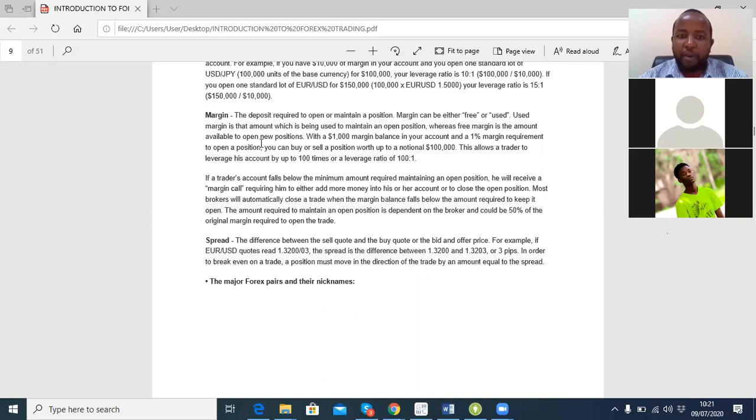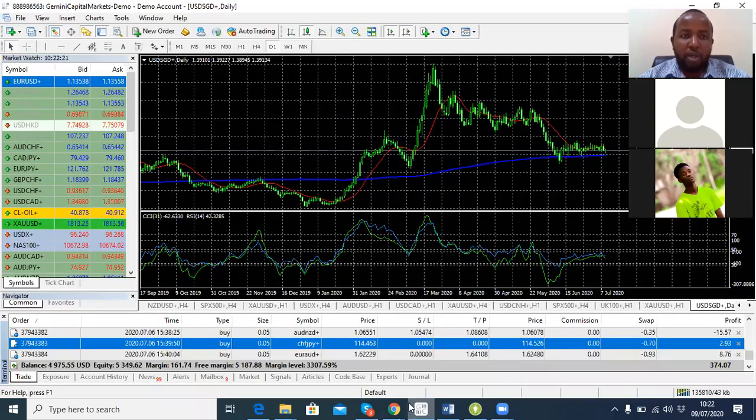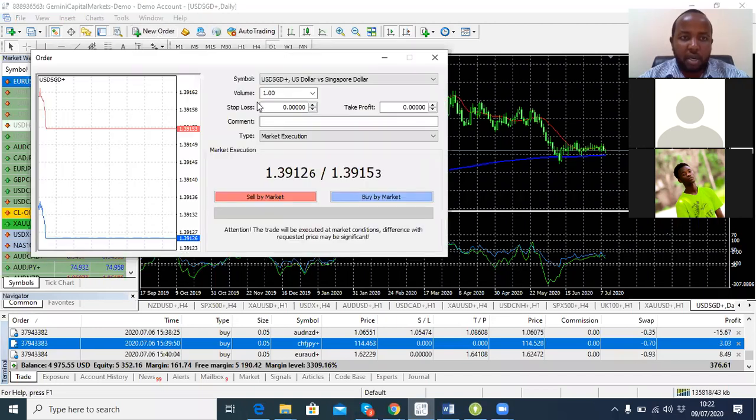For example, if you have 1,000 margin balance in the account and 1% margin requirement to open a position, you can buy or sell a position with up to a notional of $100,000. This allows a trader to leverage his account up to 100 times. So one lot, let me show you. This volume here is one lot. It is usually equivalent to 100,000 units or 100,000 contracts. So this is basically one lot.